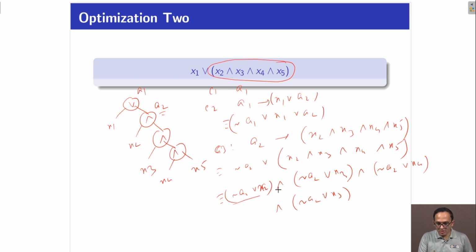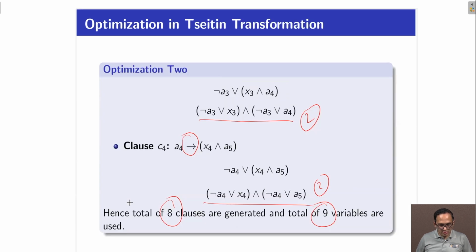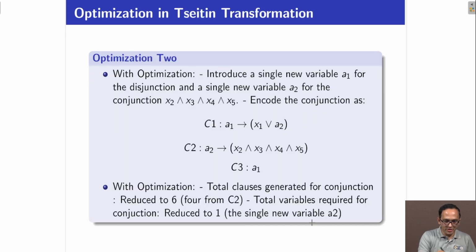So, overall how many clauses did we get? 1, 2, 3, 4 plus 1, 5 plus 1, 6. So, I get 6 clauses and new variables are 2. So, 5 plus 2, 7 variables. Earlier I got 8 clauses and 9 variables. So, I have reduced 2 clauses and 2 variables. So, this is optimization 2. This is what is explained here in detail.